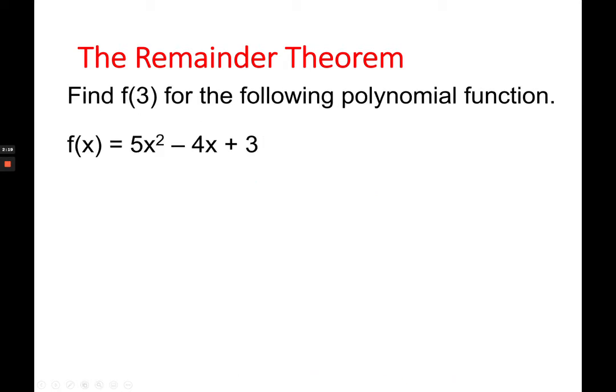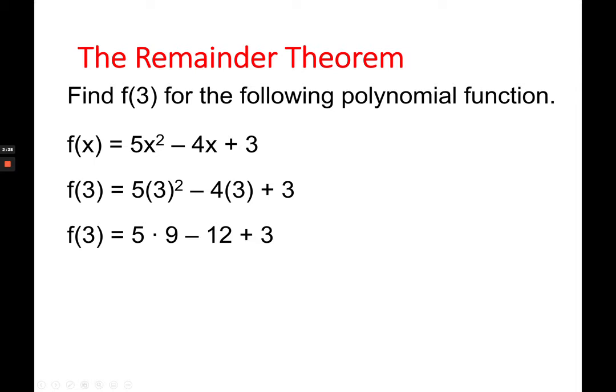Let's say you have to find f of 3 for the following polynomial function: f of x is equal to 5x squared minus 4x plus 3. F of 3 is just a simple function notation where you substitute 3 for all x's and then simplify, of course. 3 squared is 9, 4 times 3 is 12, 5 times 9 is 45. 45 minus 12 is 33, plus 3 is 36. That is f of 3. Now, let's set this one aside.